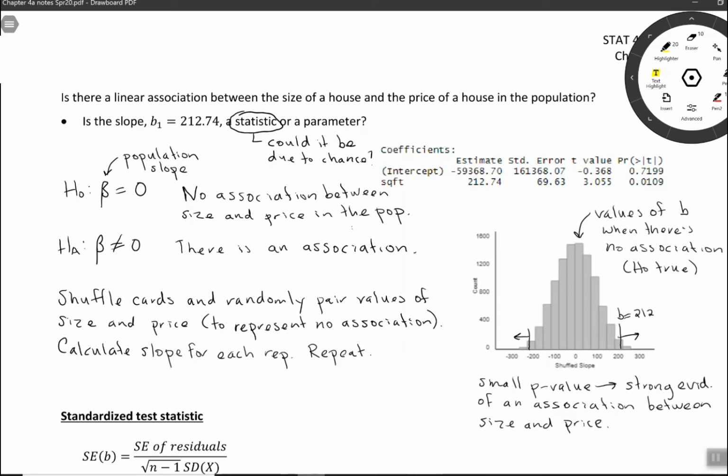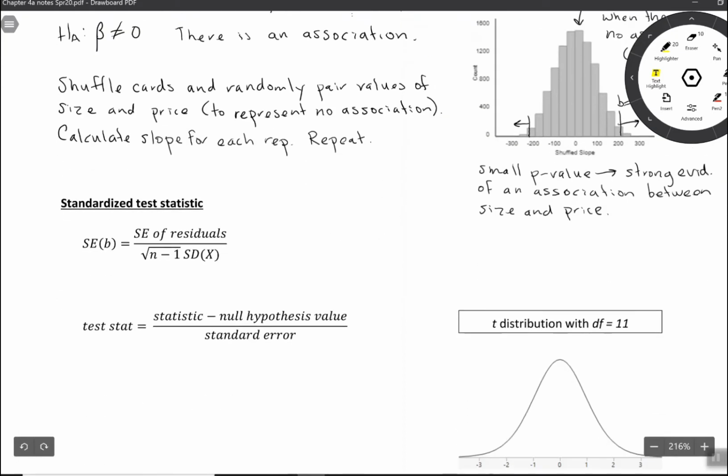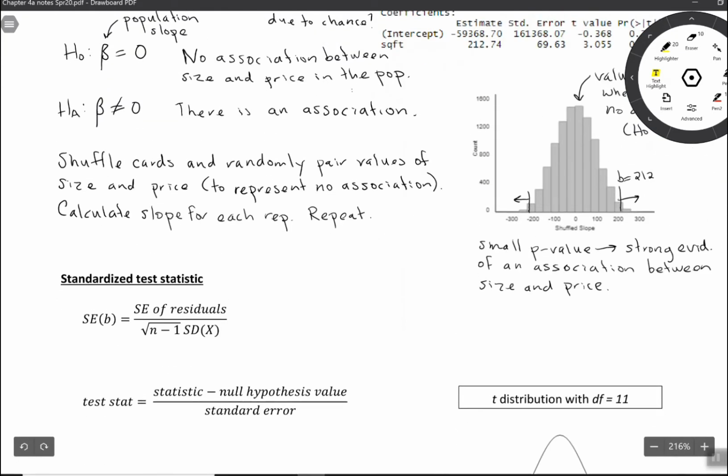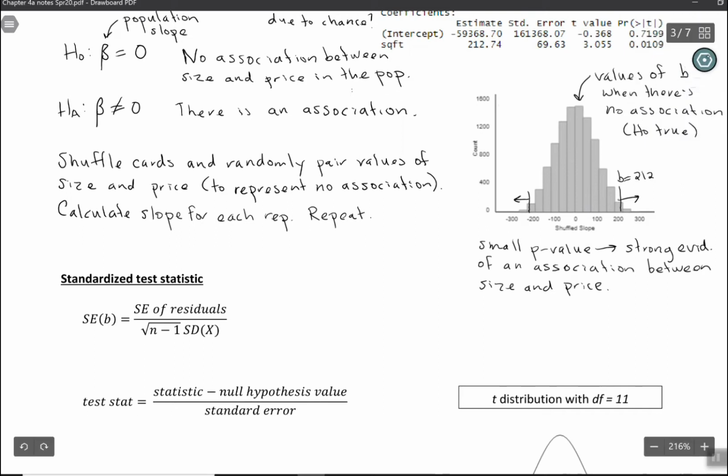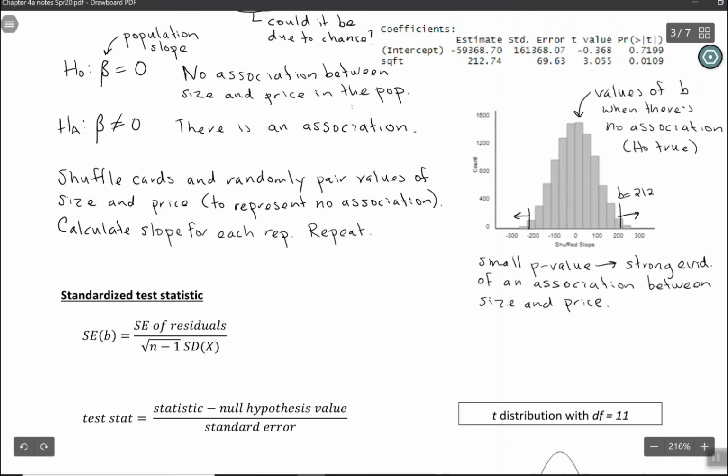In the previous video, we talked about how to do a simulation-based test for the slope. Now we're going to do a theory-based test. One way that you can see how much the slopes are going to vary from sample to sample is to do a simulation. So that's what we saw here.